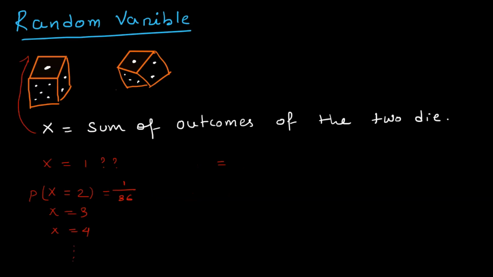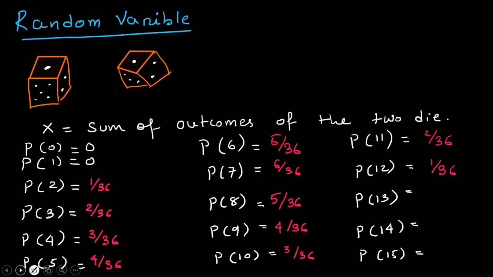Similarly, how many times are you getting 3? For 3 you have the ordered pairs 1 comma 2 and 2 comma 1. Okay, this is 2 times you are getting. So the probability of X equals 3 is 2 divided by 36. Similarly, you can list out other things also, like the probability of 2 is 1 by 36, 3 is 2 by 36, 4 is 3 by 36, and so on.